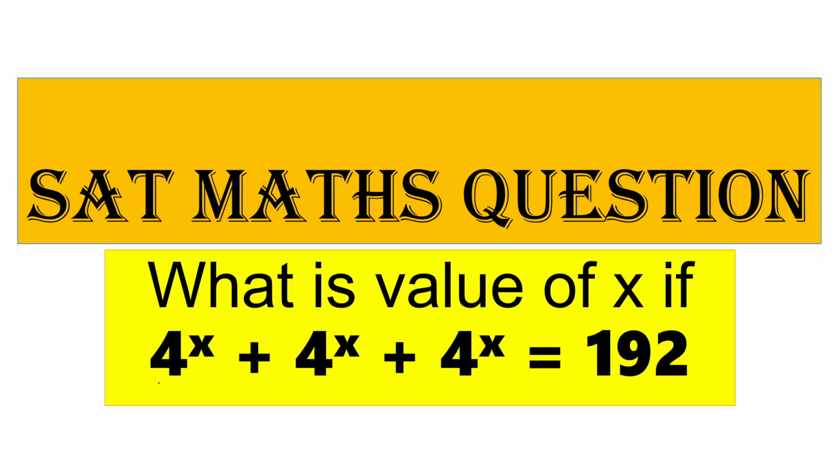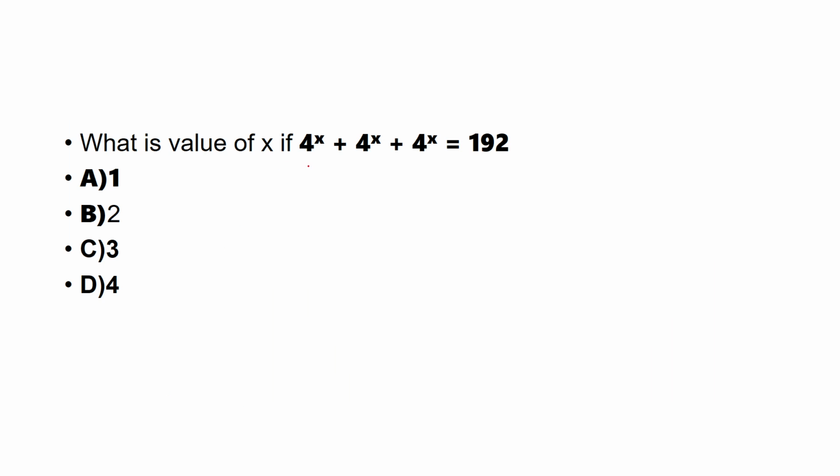Let us solve this set math question. It says: find the value of x if 4 power x plus 4 power x plus 4 power x equals 192. Now what we are going to do is take 4 power x common on this side. So we are going to have 1 plus 1 plus 1, that is of course equal to 3. It means that 4 power x into 3 is equal to 192.